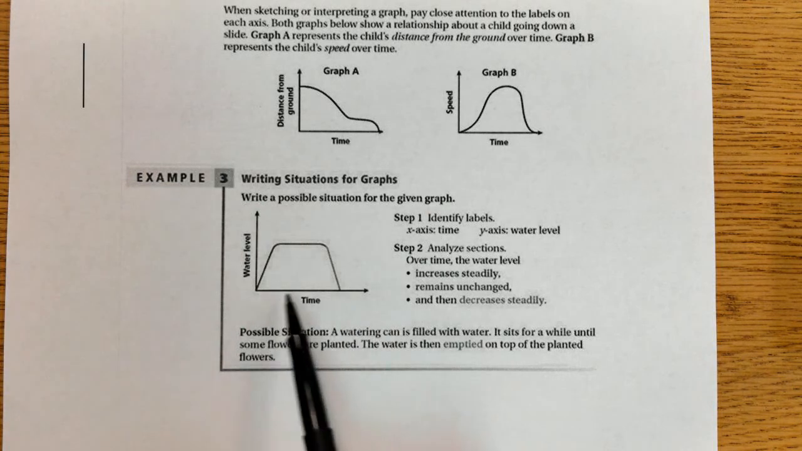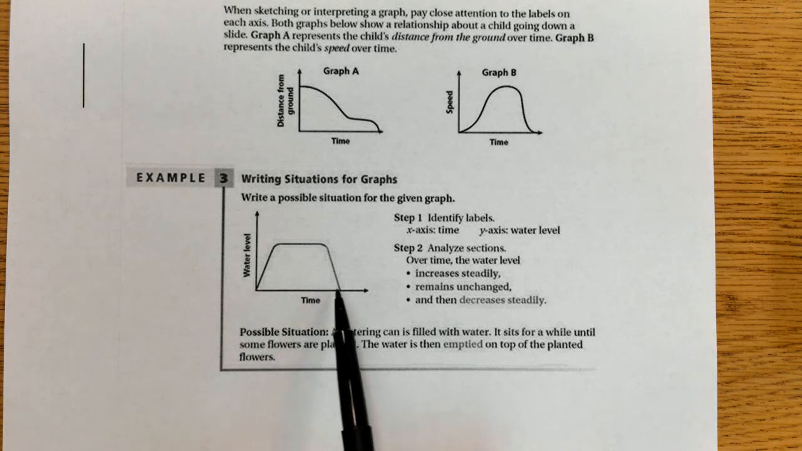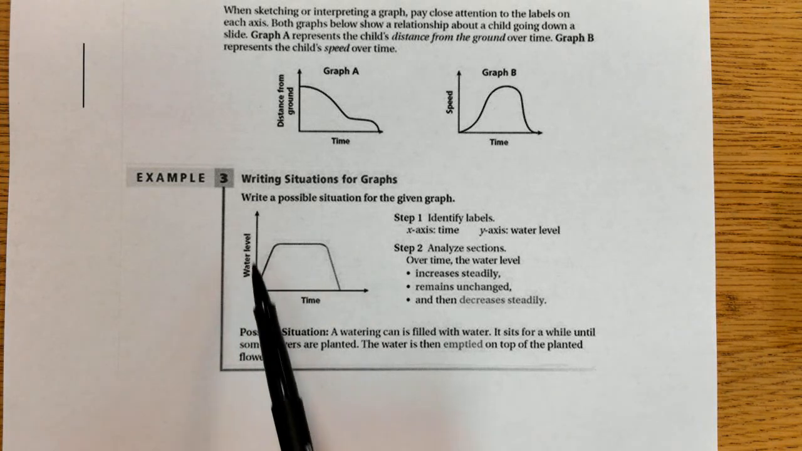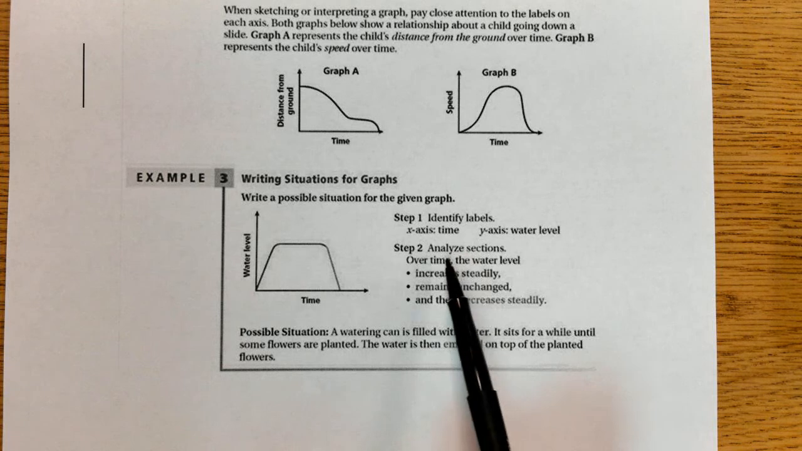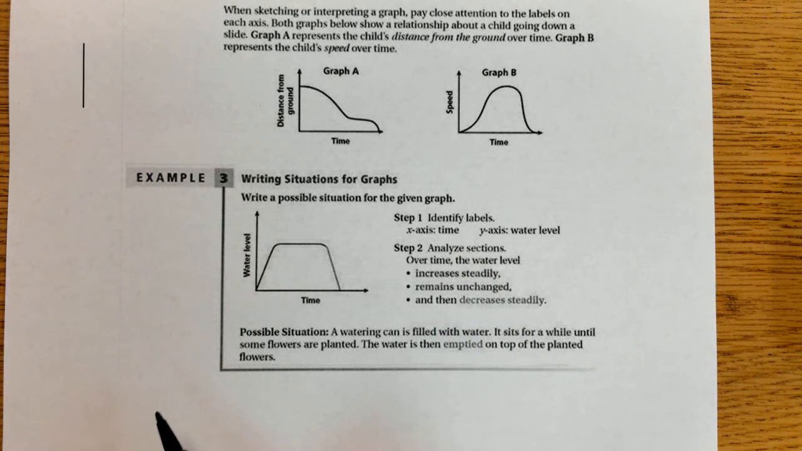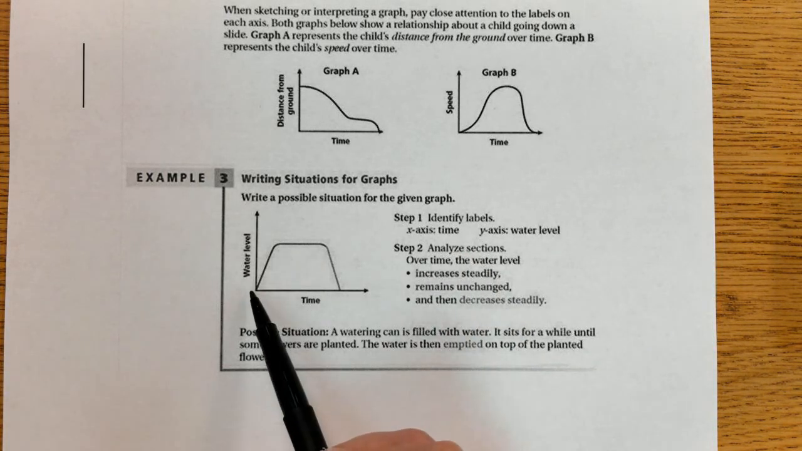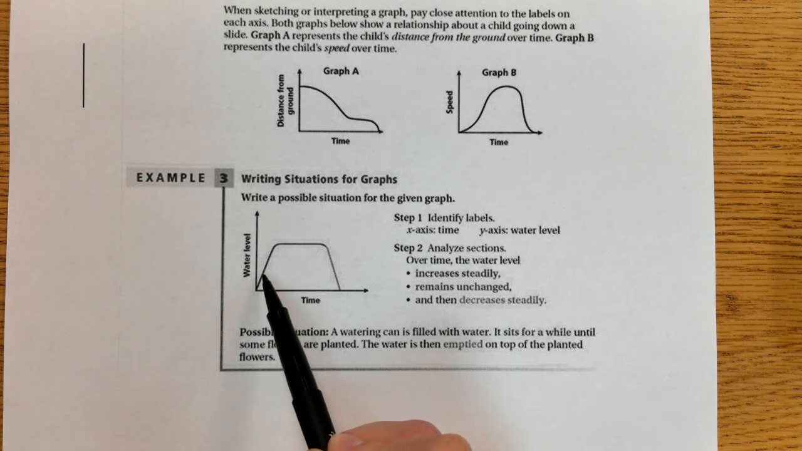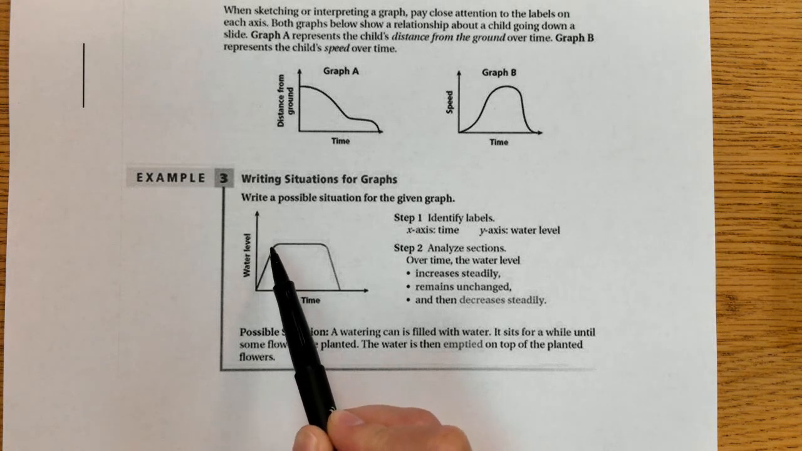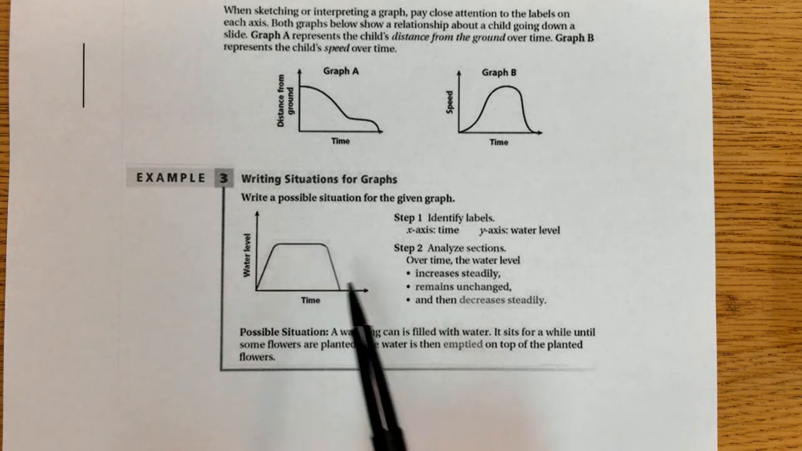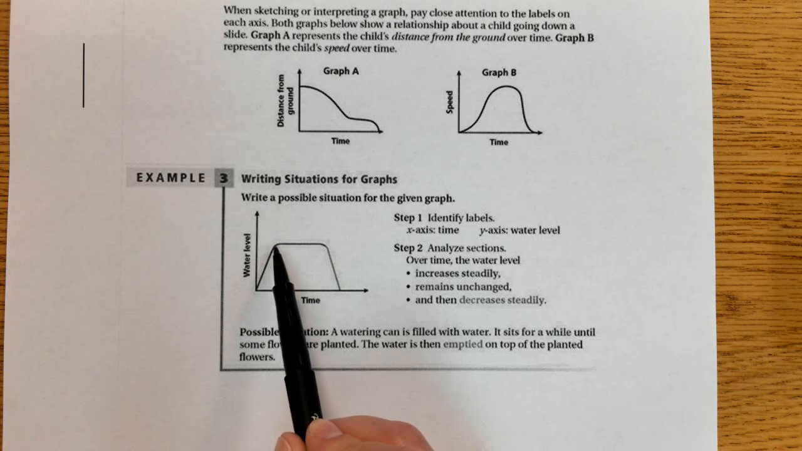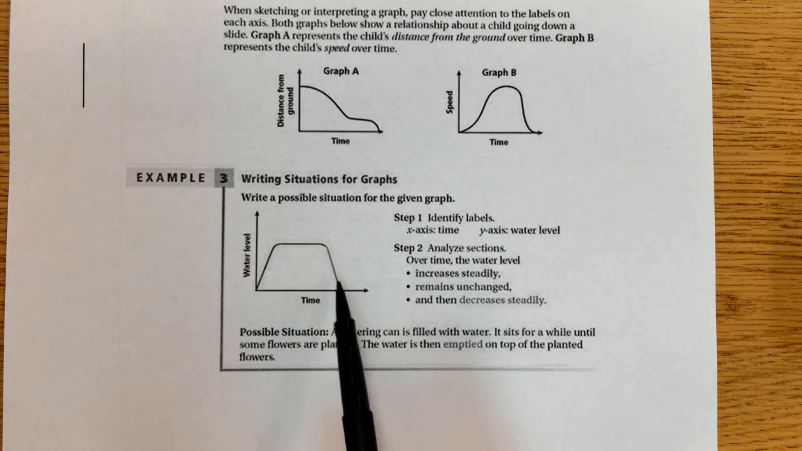So here on this x-axis, we have time. Okay, so we're starting at 0 time and then we're increasing. The y-axis is water level. So no water, and the level increases as we go up. So now we're going to analyze each section over time and the water level. So here we start off at 0 time. Water level is increasing. Then it levels off, it remains constant, and then it drops. So it's increasing steadily, remains unchanged, and then decreases steadily.